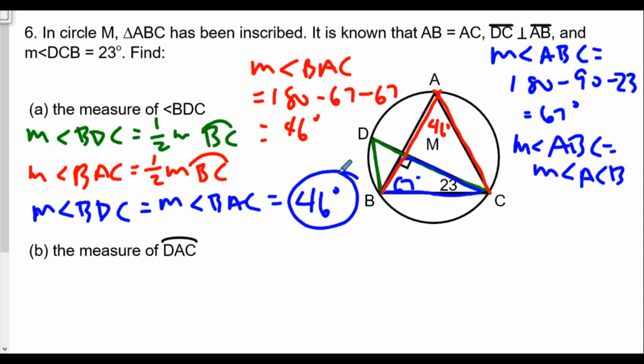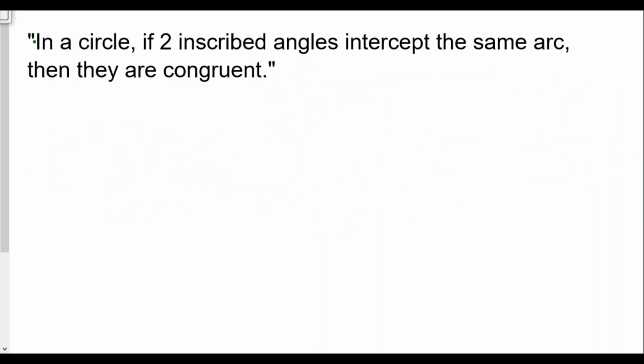And in our notes, we should have the following. In a circle, if two inscribed angles intercept the same arc, then they are congruent. So in a circle, if there are two inscribed angles that intercept exactly the same arc, then they have to be congruent to each other, because they're both 1/2 the measure of the same arc, therefore they must be the same measure. Okay, now part B.